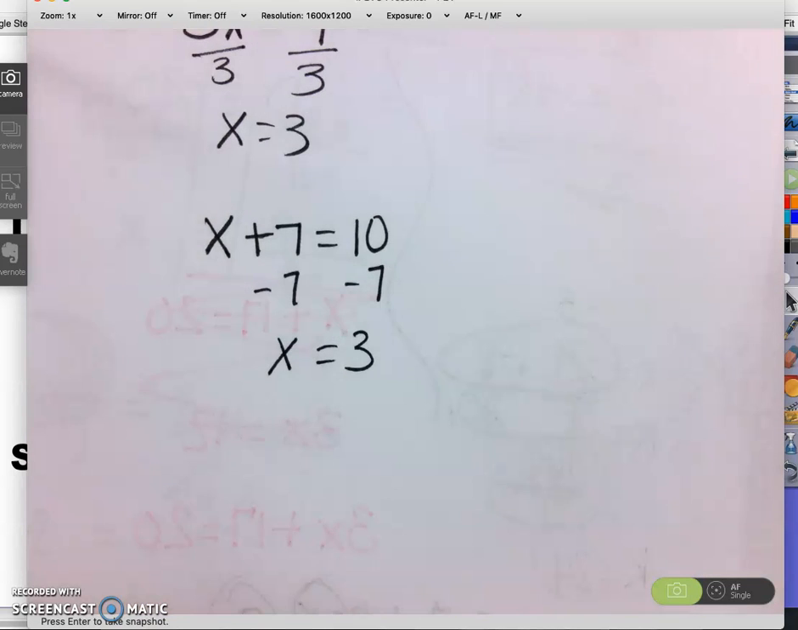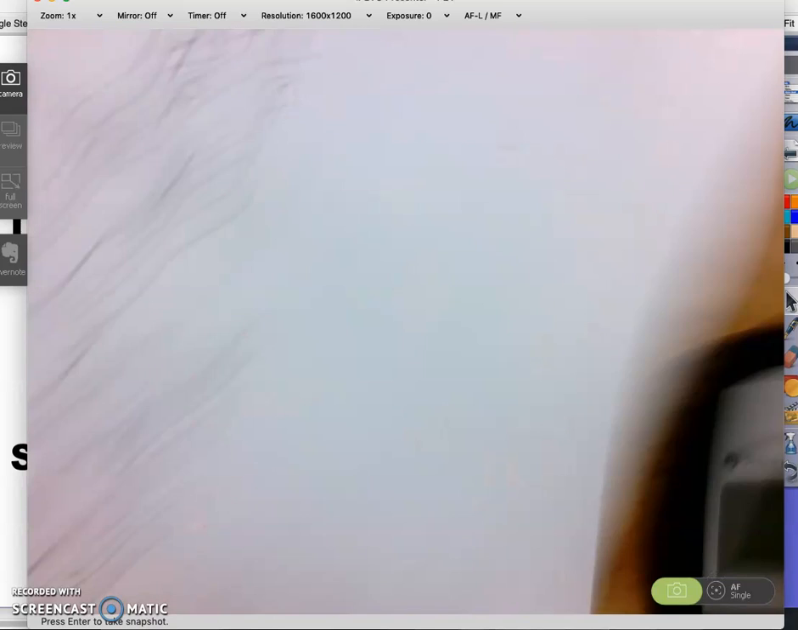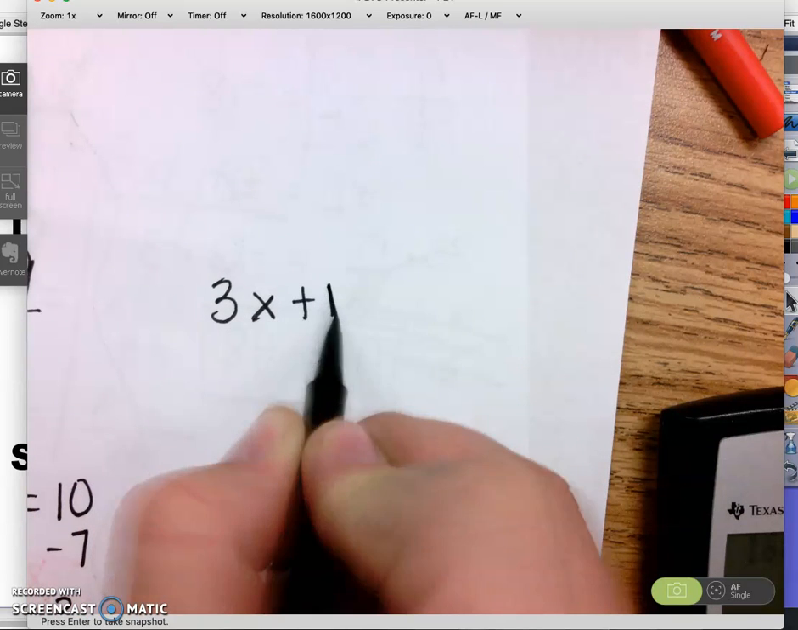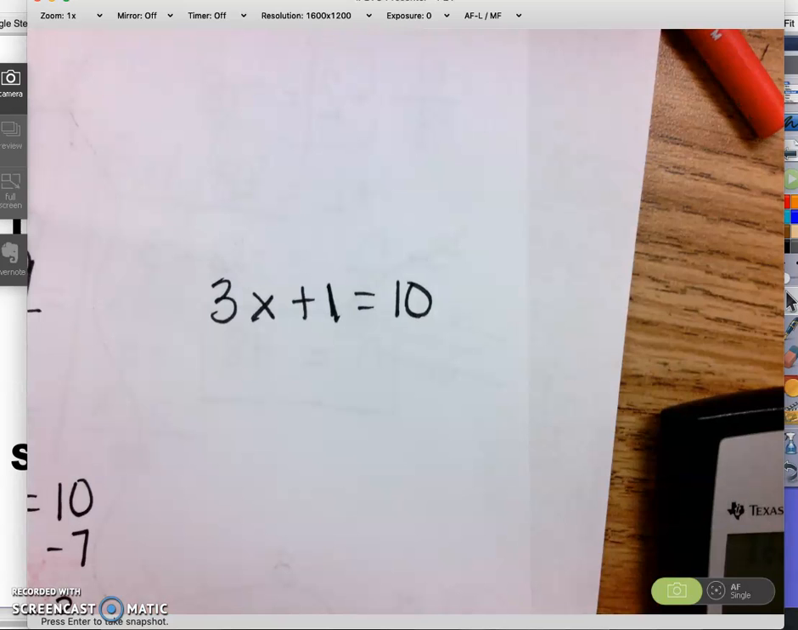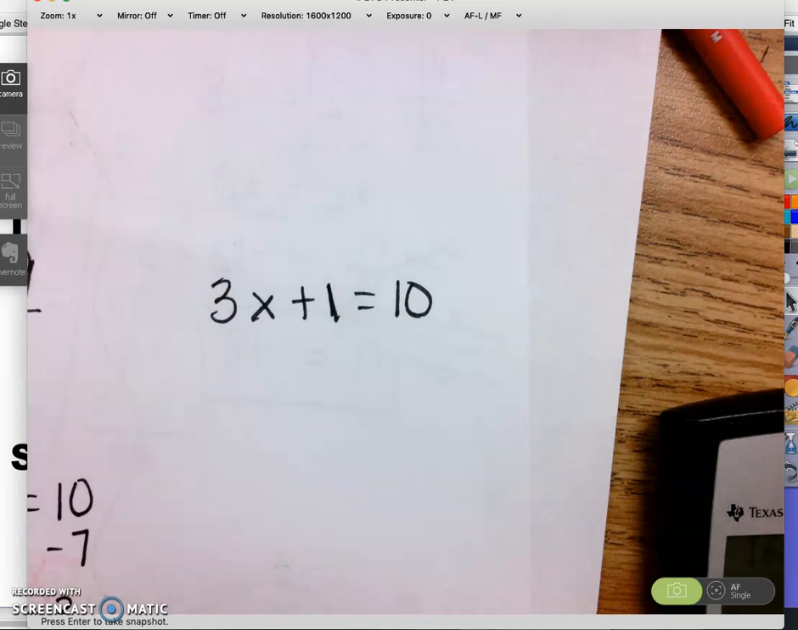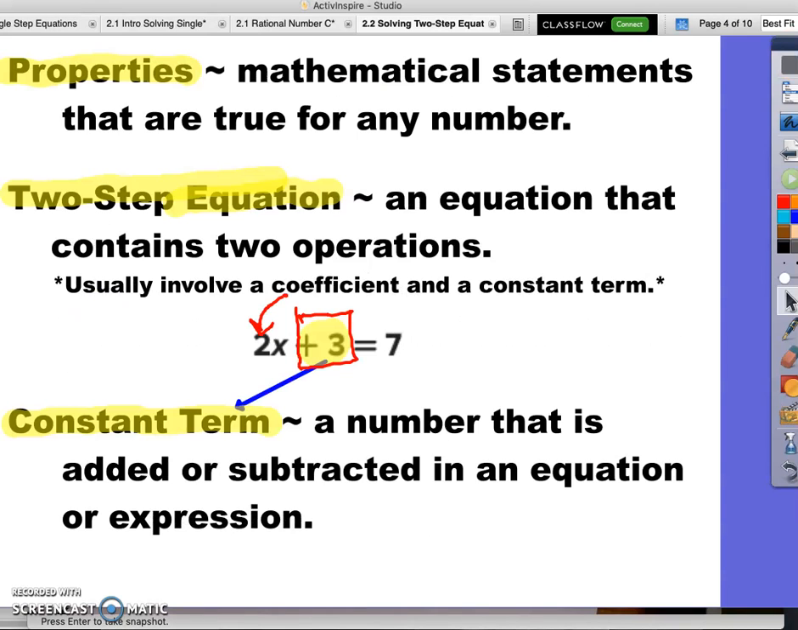Now we're going to combine those two different steps so that it's going to be a problem that might look like this. 3x plus 1 equals 10, where we have a coefficient on our x, but then we also have something that's adding or subtracting. So the first thing we need to do is a few vocabulary words. Properties are just mathematical statements that are true for any number. And then our two-step equation contains two operations. We might have to first add or subtract, and then we're going to have to divide.